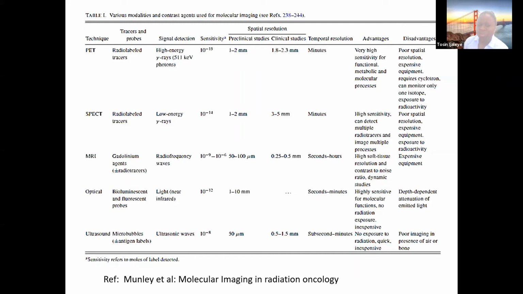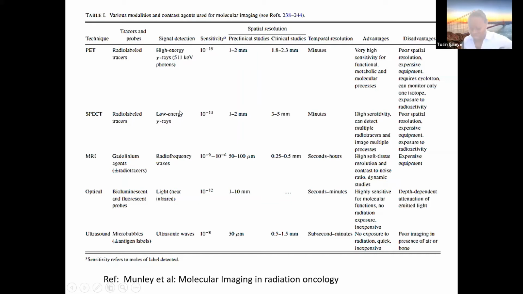For optical imaging, I mentioned earlier, it uses bioluminescence and fluorescence probes. That is what is given to the human or to the animal, and the signal is detected by light, like with near infrared imaging. And ultrasound, all of us know ultrasound, it is done by ultrasonic waves. Each of them has its own sensitivity level. Like we can see PET has a 10⁻¹⁵ sensitivity level.